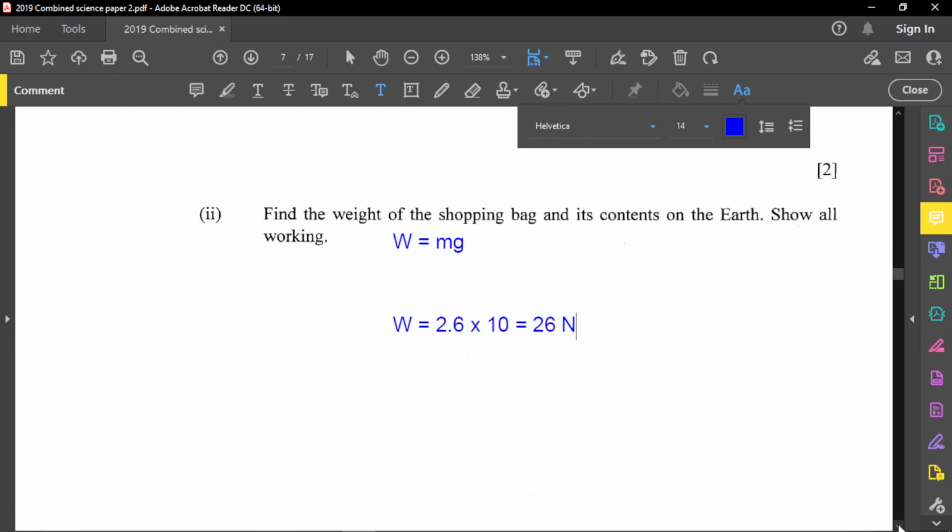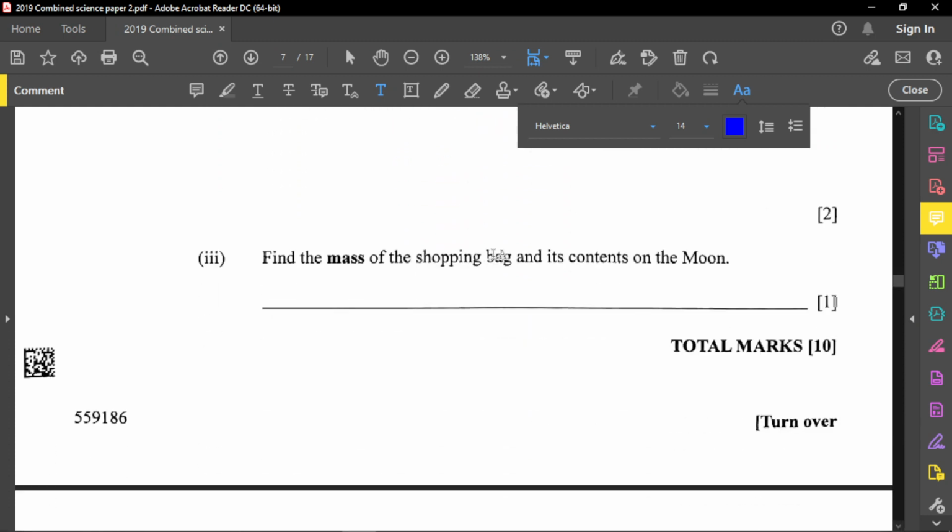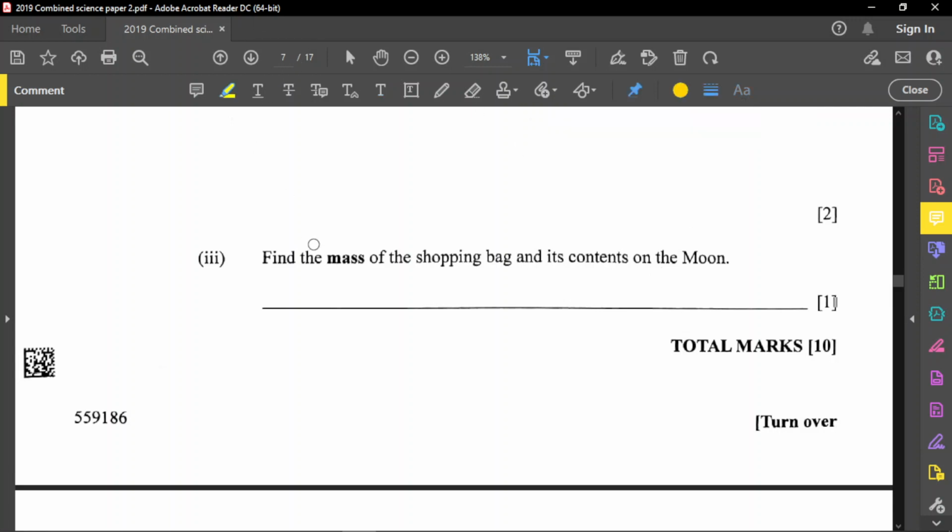All right, next part of the question. Okay, this is the last part: to find the mass of a shopping bag and its content on the moon. So we're asked to find the mass, and as a matter of fact, I like this, the boldest. What is the mass of the shopping bag and its content on the moon?